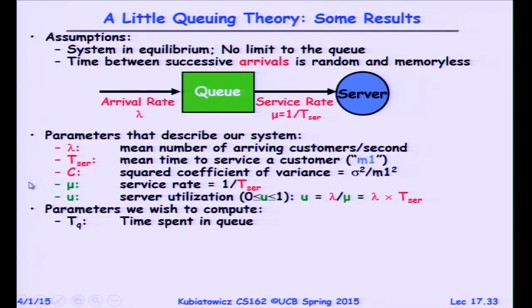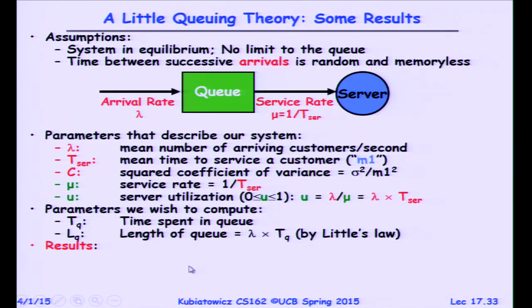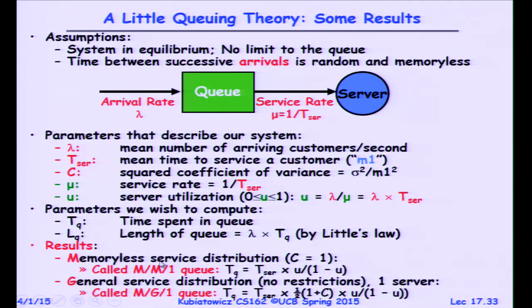You can say, how long did I spend in that queue? What's the length of the queue? Well, if I know how long I spent, I can just multiply by lambda. I've got the length by Little's law. And so here, pop, are the two results that matter. If the output is memoryless, look, I take the time that the server takes on average times utilization over 1 minus utilization. What does that curve do as u goes to 1?